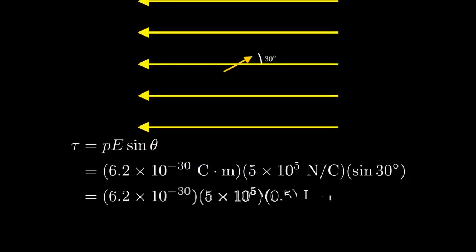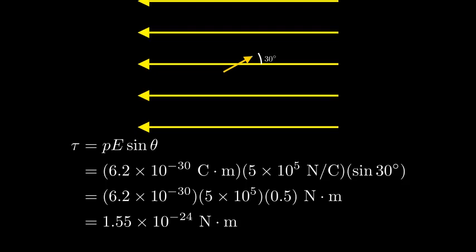Using our formula tau equals P times E times sine theta, we get 6.2 times 10 to the minus 30 times 5 times 10 to the 5th times sine of 30 degrees, which equals 1.55 times 10 to the minus 24 newton meters. In conclusion, an electric dipole in a uniform electric field experiences a torque that tends to align it with the field direction.